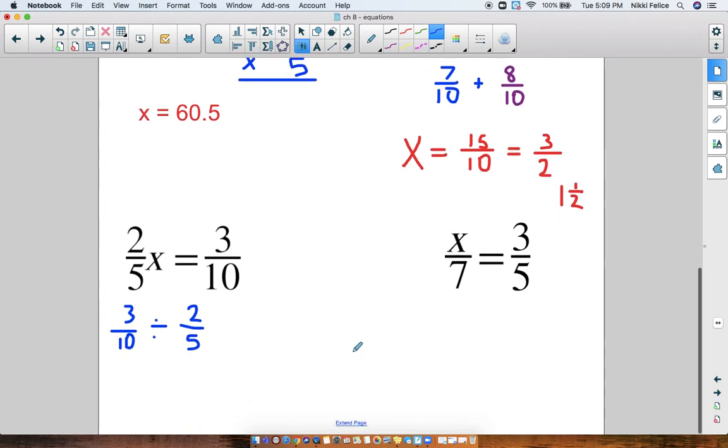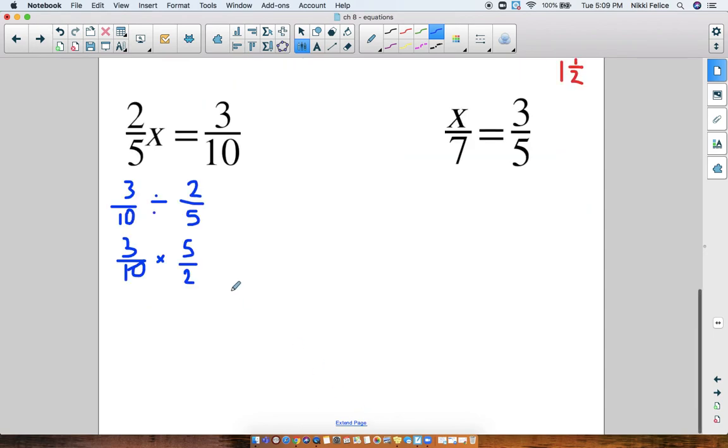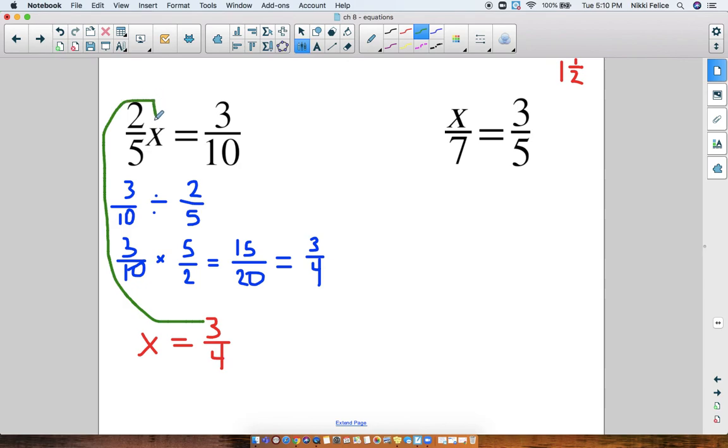What do we use to divide fractions? Keep, change, flip, or SIR. So we're going to do 3/10 times 5/2. So if I multiply these straight across, I get 15/20. And of course, we can simplify that by dividing by 5, and we would get 3/4. So in this problem, x equals 3/4. And if you don't believe me, go back and check your work by plugging 3/4 in right up here. Do 2/5 times 3/4, and you will get the answer 3/10.